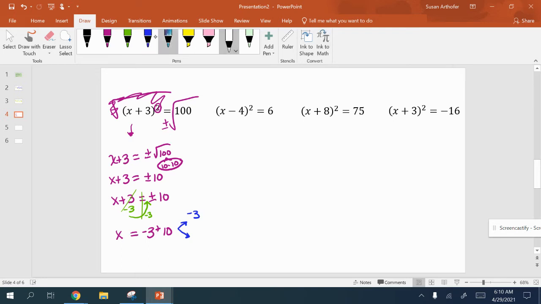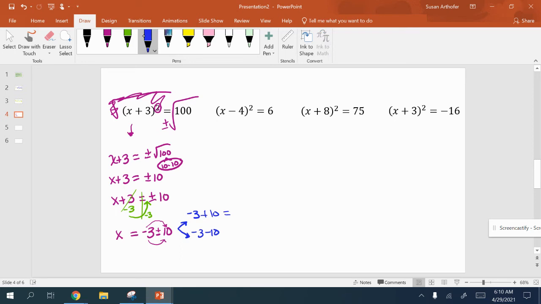-3 plus 10. See how I erased that minus sign on the bottom? Now I'm going to put it back in. And now the other one is -3. If this weren't here, -3 minus 10. So that's what the plus or minus does. You have two problems. The top one is -3 plus 10, and the bottom one is -3 minus 10. And then you have to do that math.